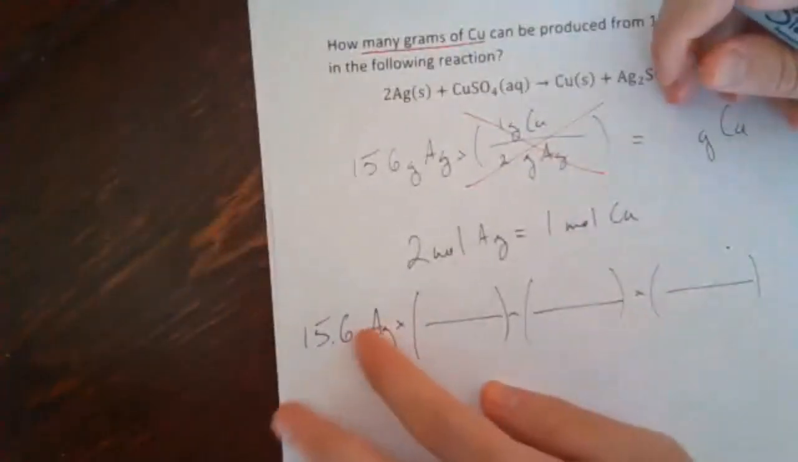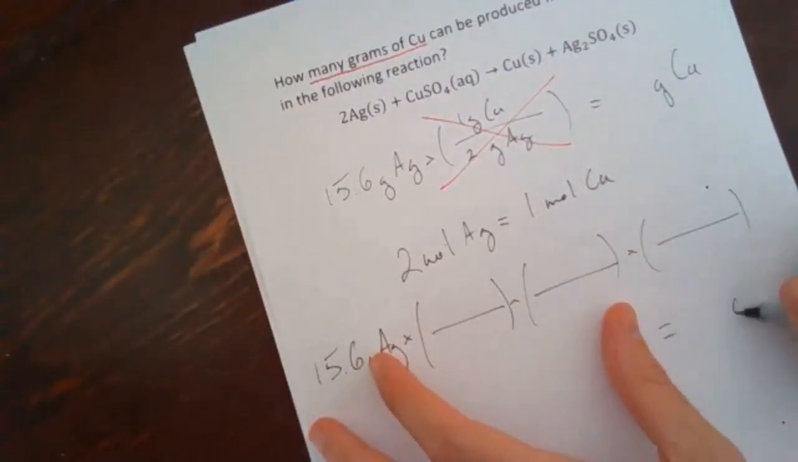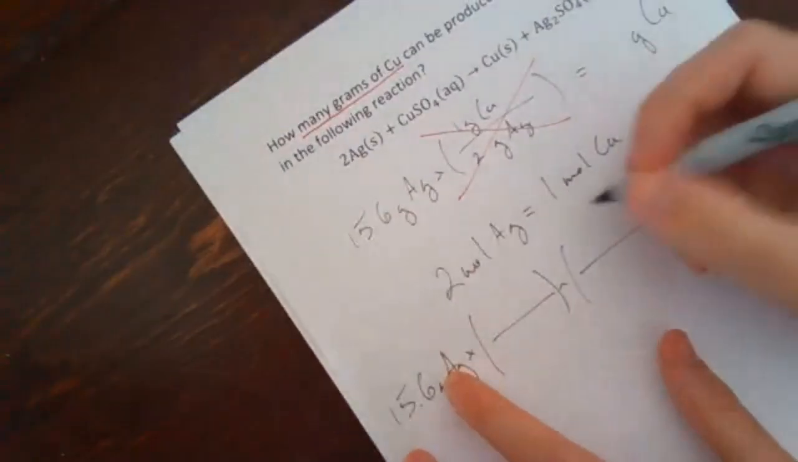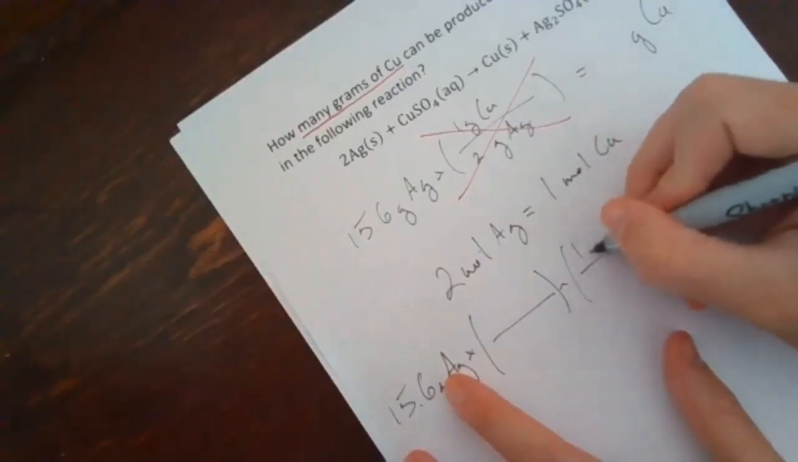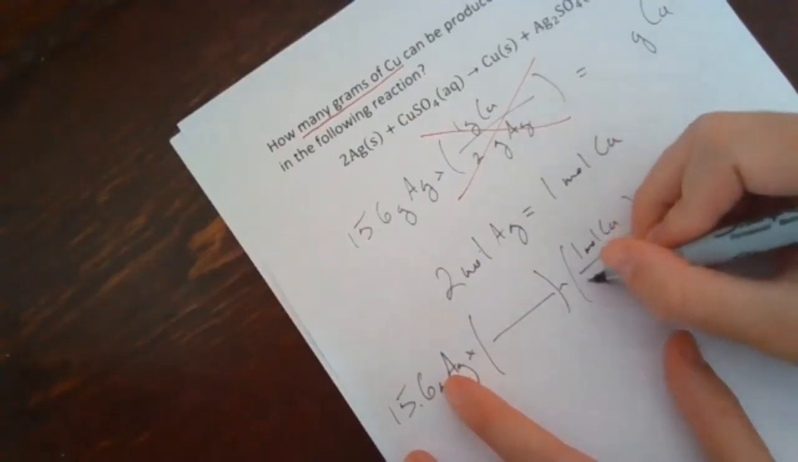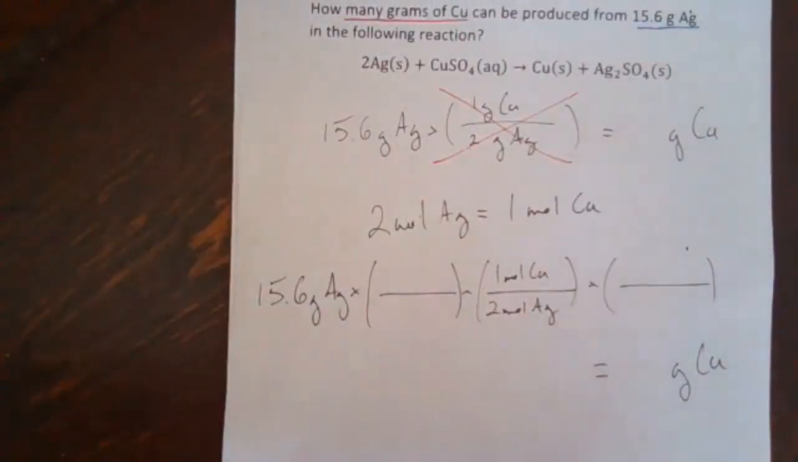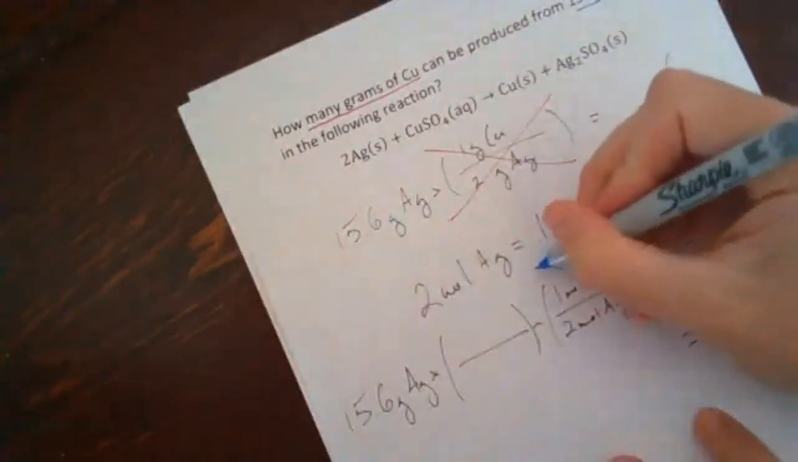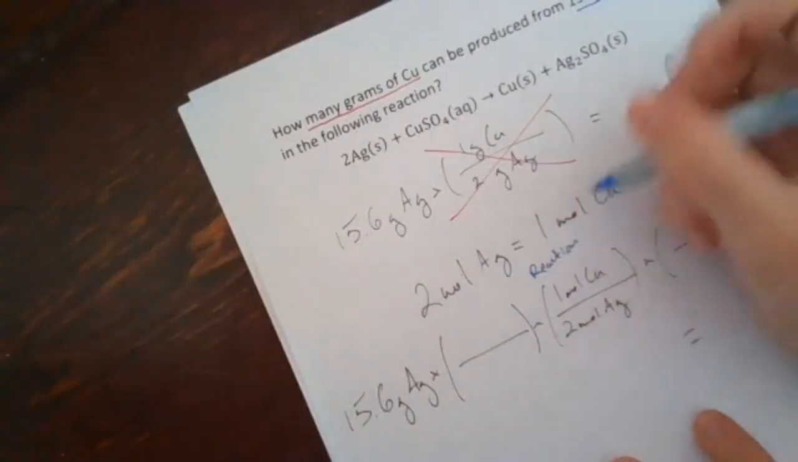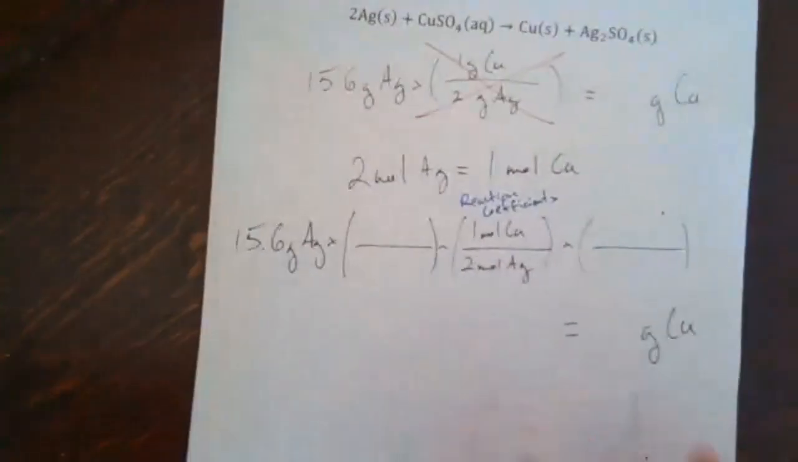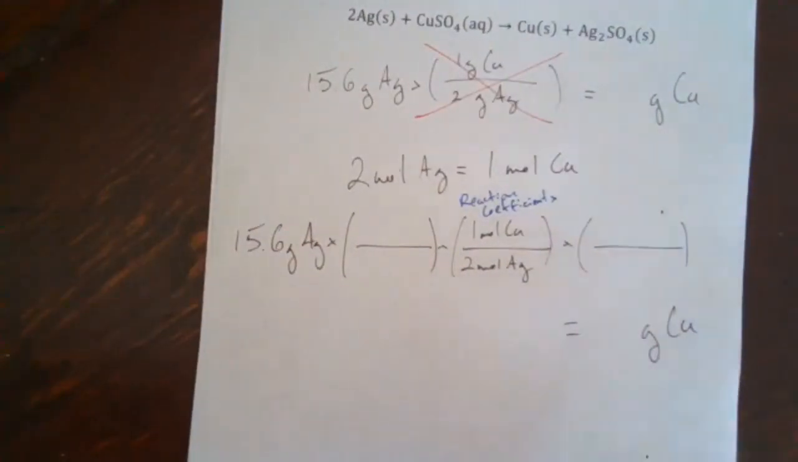But if we do have 15.6 grams of silver, we can see that what we can do at some point is think about how we want to get out of silver and into grams of copper. And so this part right here has to be in moles. So there's going to be 1 mole of copper for every 2 moles of silver. And we know that those are the reaction coefficients. That's what we can use. In that case, they always have to be tied with moles. So there's your reaction coefficients. So we can only do those in moles.